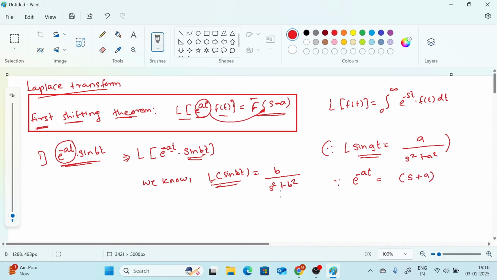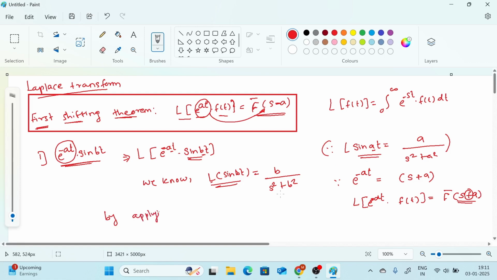Okay? So Laplace of e raised to minus at into f of t is equal to f bar of s plus a. That's it. Only a simple change: when you have the minus sign here, then you are going to change the sign inside the bracket to s plus a. When it is a positive term, then you don't need to worry. You have to use it as it is, s minus a.